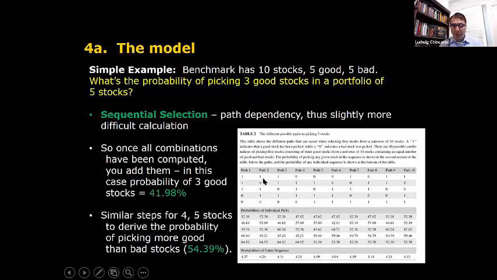How do you get that number? Well, you have to do this whole thing for 3 stocks, which we did here, for 4 stocks, which I don't show, and for 5 stocks, okay? And so once you do that, you add up the probabilities, and you find that picking more good stocks than bad stocks is 54%. Okay. And again, does that make sense? Yes, because the manager has skill. And it's slightly higher than the bulk selection method.